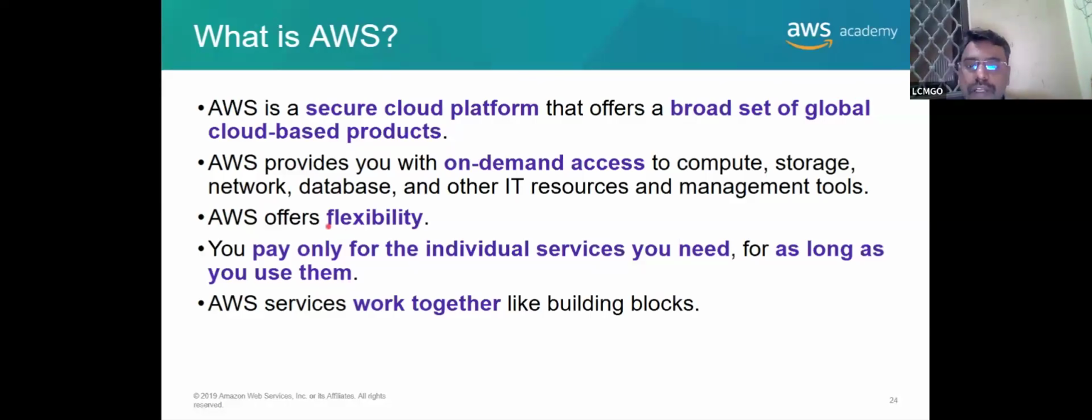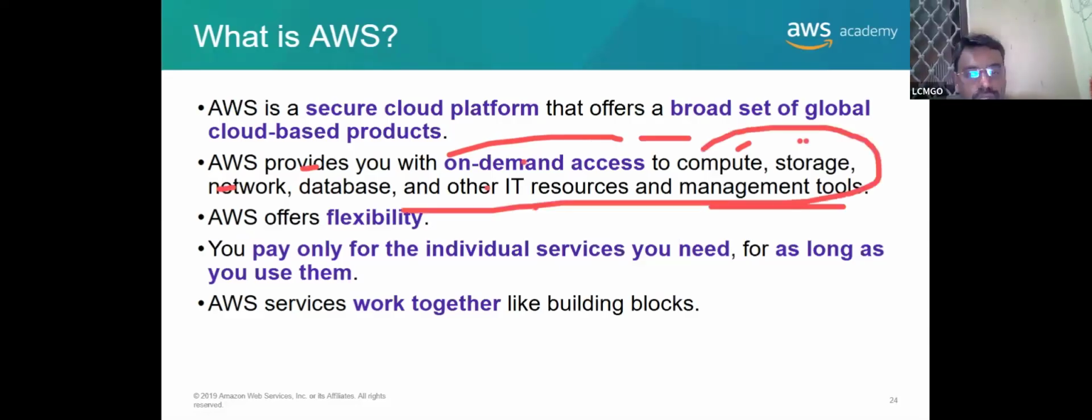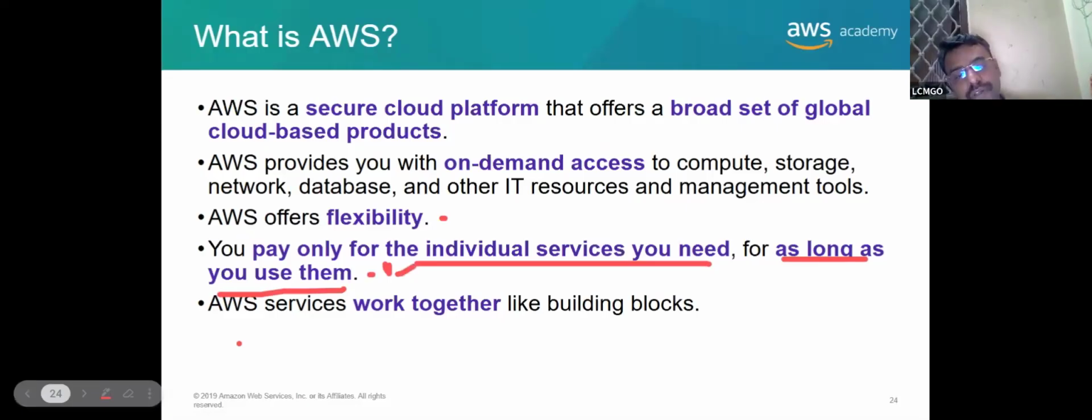Next, AWS provides on-demand access to compute. On-demand means pay as you go for compute, storage, network, database, and other IT resources, and manage. That is what you want, that alone you can take. It's not compulsory that you have to take each and everything. What you require, only that you are able to use. Next, it offers flexibility and you pay only for the individual service you need, as long as you use them. If you stop using, then the payment also will stop. All the AWS services work together like building blocks. So this is just general information, the same thing I told you previously.